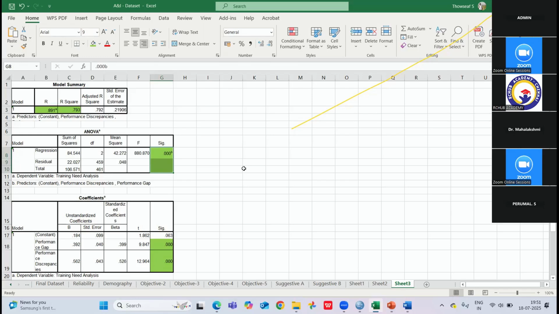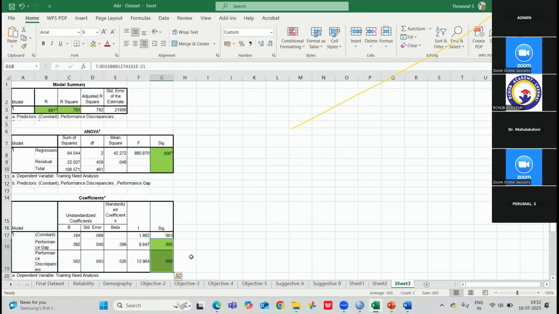Say, for example, if you are performing SEM or path analysis, we will check whether our model is fit using the model estimates. Similarly, if you are performing regression with 2 or 3 factors, we have to check whether our model is fit. To tell that, the ANOVA significance value is used. If the ANOVA significance value is less than 0.05, your model is fit. And then only you have to look at the coefficient significance value. Everywhere you have to look at the significance value.